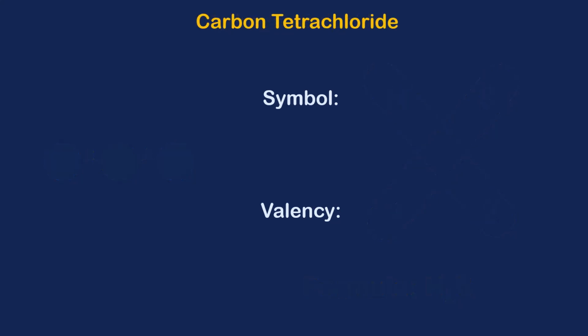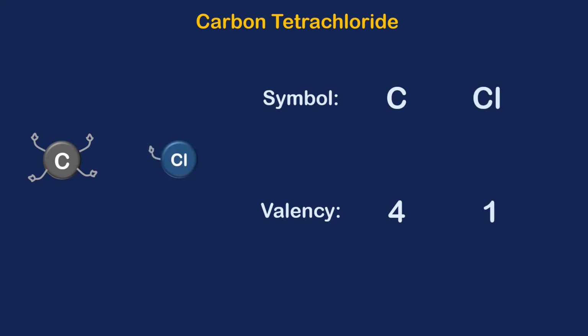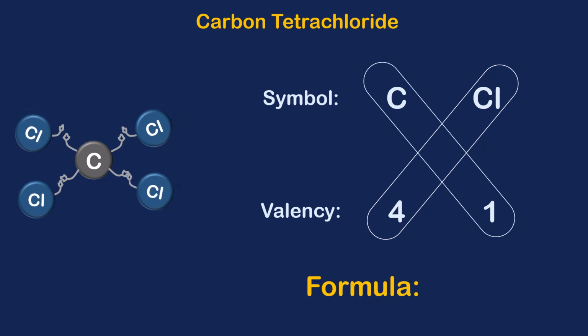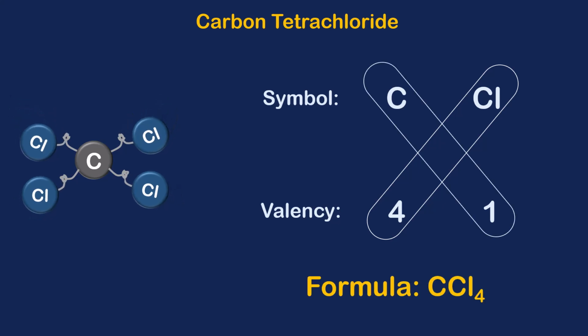Let's look at another one, carbon tetrachloride. Carbon has a valency of 4, but chlorine has a valency of 1. So we need 4 chlorine atoms and just 1 carbon atom to get a balanced compound of CCl4.